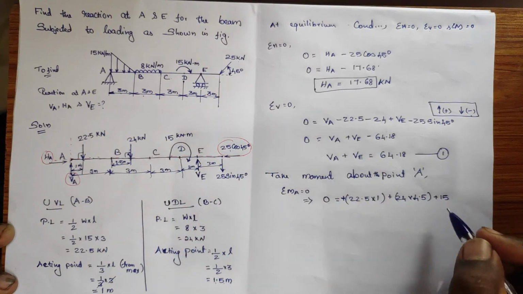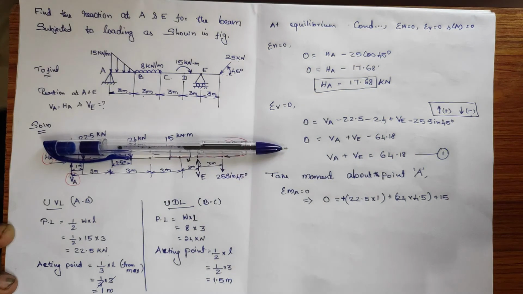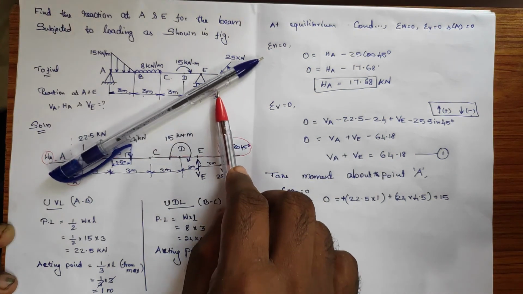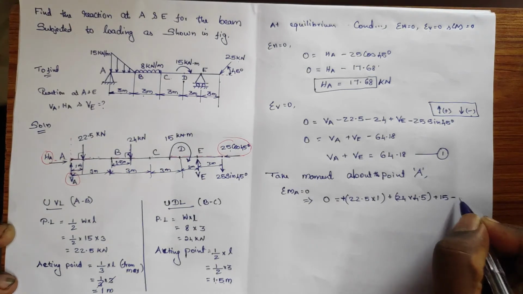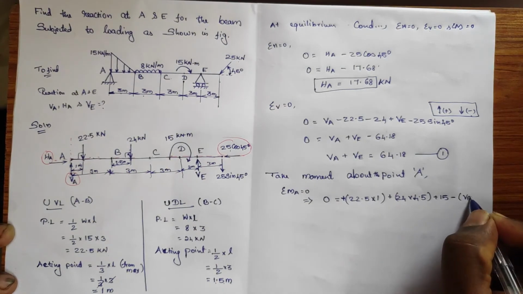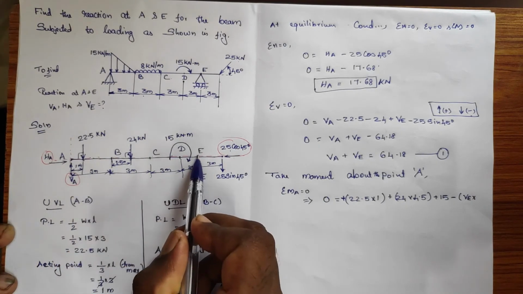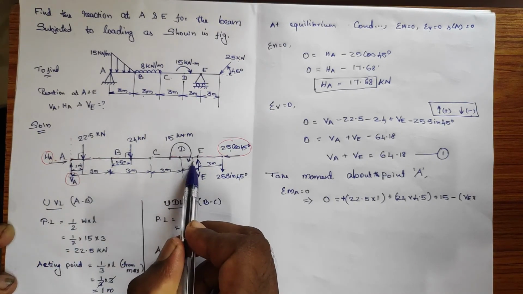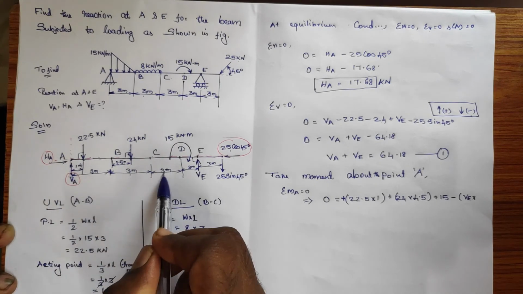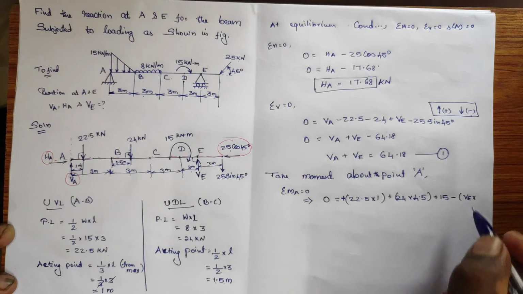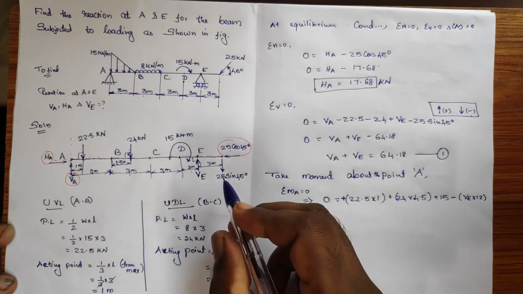And here VE is there, which is going upward, so it rotates the object in anti-clockwise direction, so we shall put minus VE into its perpendicular distance, in the sense this point E to A is the perpendicular distance. So 3 plus 3 is 6, 6 plus 3 is 9, 9 plus 3 is 12, so here 12. Okay, and any other force is there?